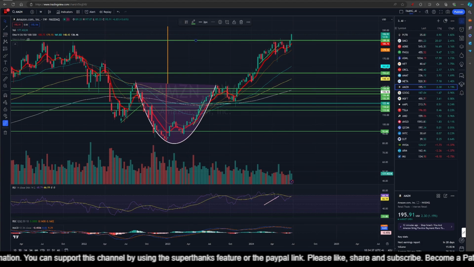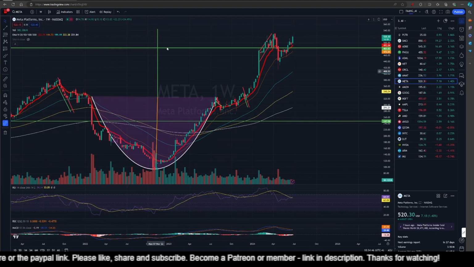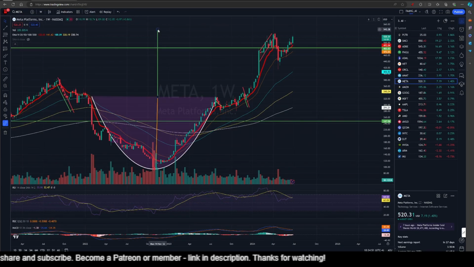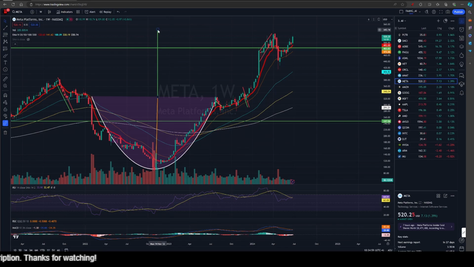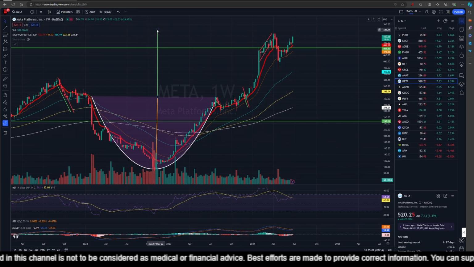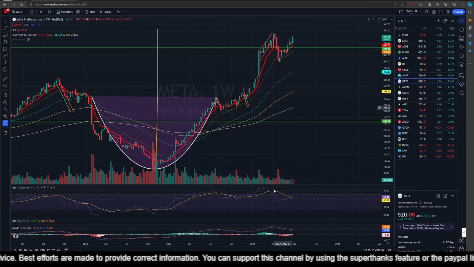And the next one I want to talk to you about is Meta. And when we look at Meta, you'll see that we still have a cup and handle target of 543.38. We have 520.31 on the boards out here. So we have got somewhere around $22 worth of gains still remaining to be made. So I think 22 to 24 is the projected gains still on the table for Meta, in my personal opinion.